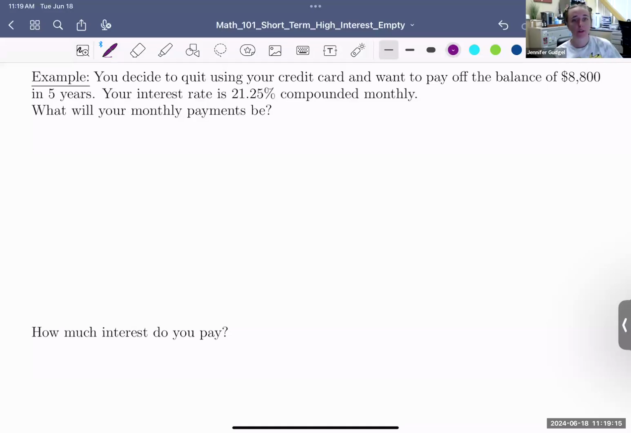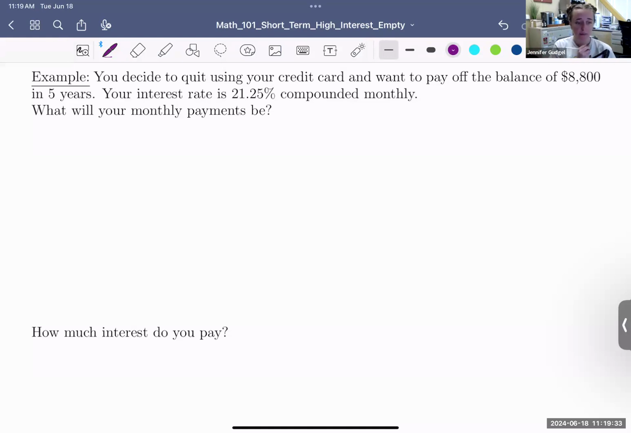You decide to quit using your credit card and want to pay off the balance of $8,800 in 5 years. Your interest rate is 21.25% compounded monthly. What will your monthly payments be? We are paying them monthly, all right?